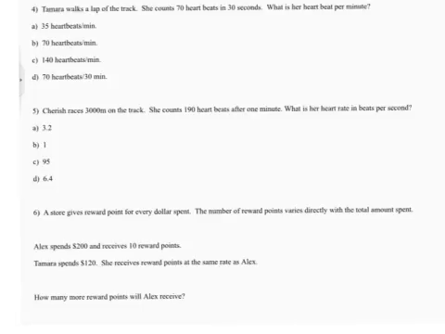This is some more answers to the practice review for the test on Wednesday. Tamara walks a lap of the track. She counts 70 heartbeats in 30 seconds. What is her heartbeat per minute?